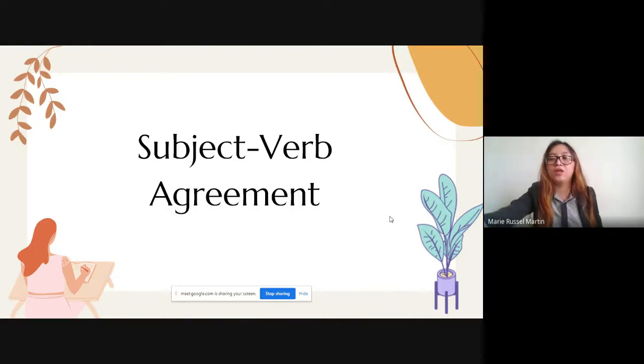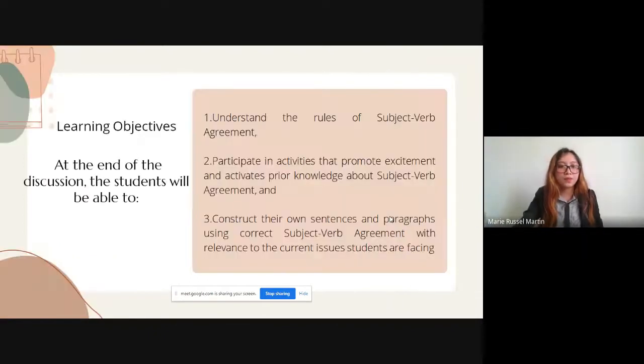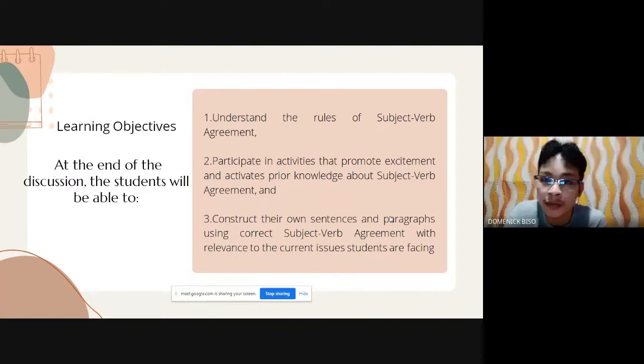First, let's have the learning objectives. Number 1, who can read? Yes, Mako. All right, it seems that Mako is unable to unmute. Dominic, can you please read the first learning objective? Number 1, understand the rules of subject-verb agreement.